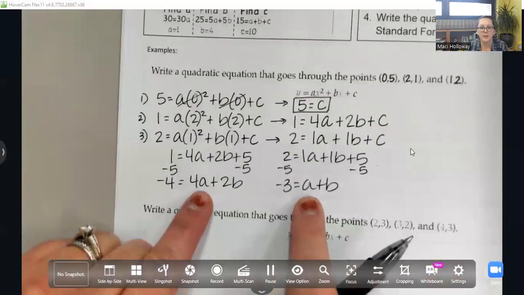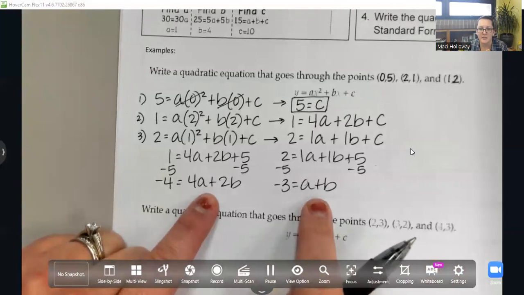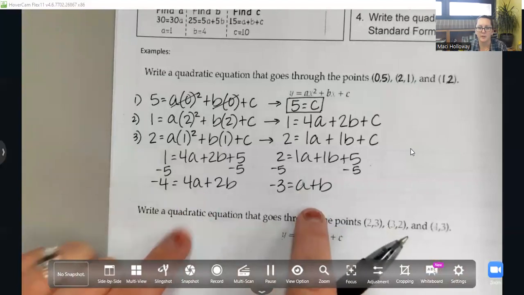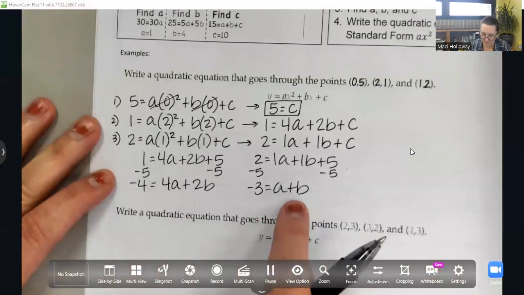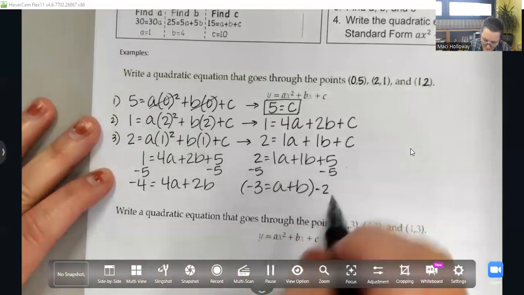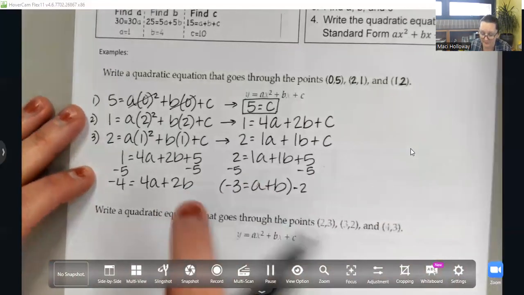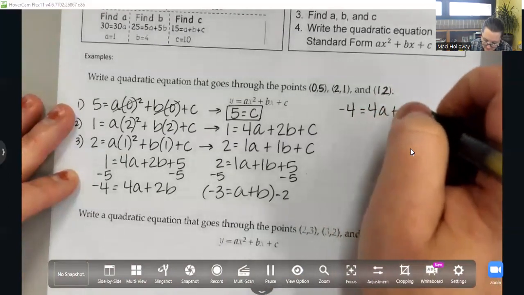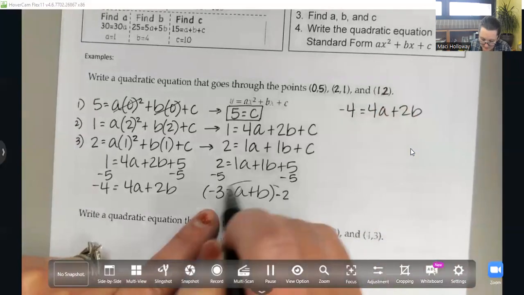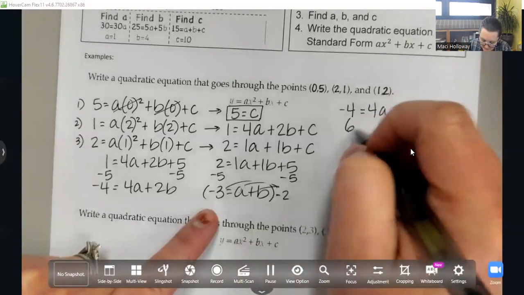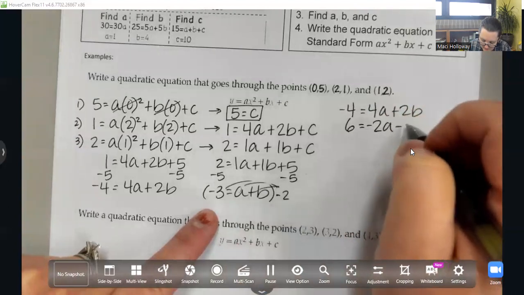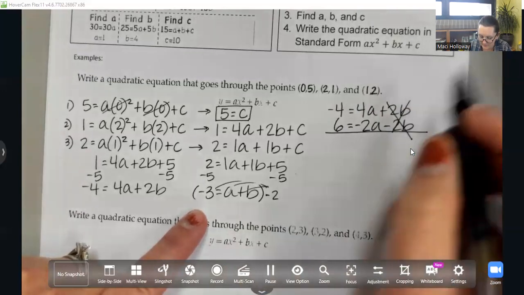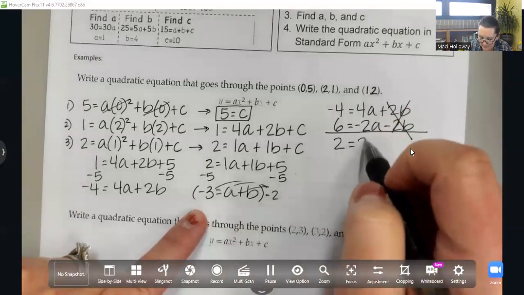So now I have 2 equations that have a and b. And I'm going to need to eliminate one of them, right? So you could either solve for a and plug it in or solve for b and plug it in. I think I'm going to multiply this one by -2 so I can eliminate the b values. I have -4 equals 4a plus 2b. Multiply everything here by -2. So we have 6 equals -2a minus 2b. Now, combining those equations, these cancel, and we have 2 equals 2a.